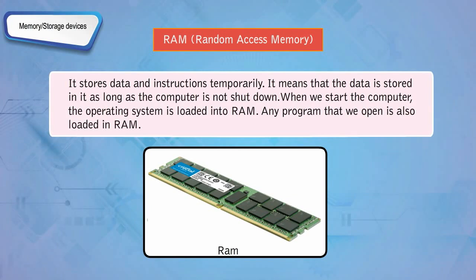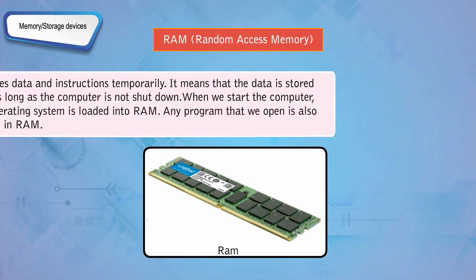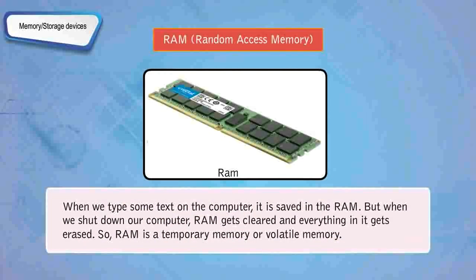When we start the computer, the operating system is loaded into RAM. Any program that we open is also loaded in RAM. When we type some text on the computer, it is saved in the RAM. But when we shut down our computer, RAM gets cleared and everything in it gets erased. So, RAM is a temporary memory or volatile memory.